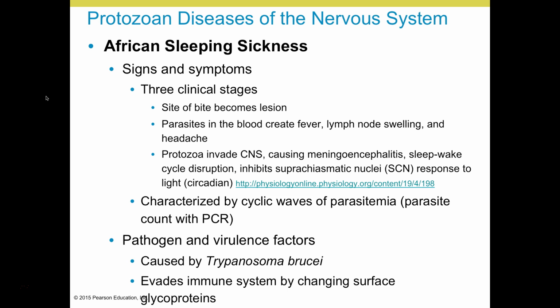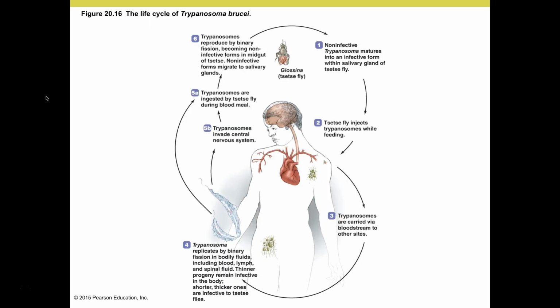You can actually do a parasite count, with cyclical waves of parasitemia. The pathogen is Trypanosoma brucei. It evades your immune system by changing the surface glycoproteins of the cell membrane. This shows you the life cycle of Trypanosoma brucei. As you can see, the arthropod vector is your tsetse fly.